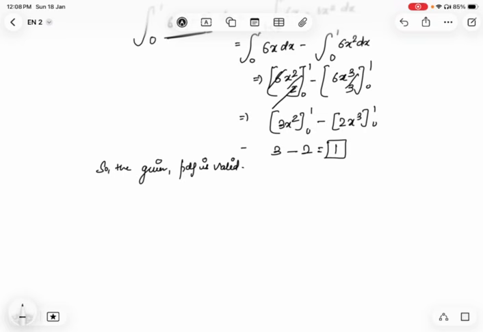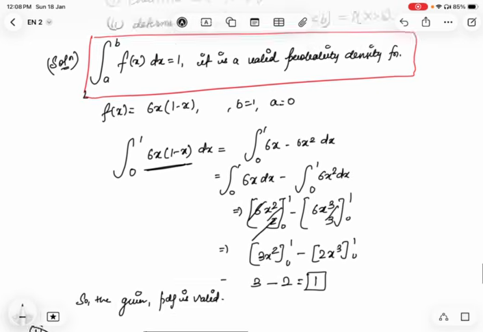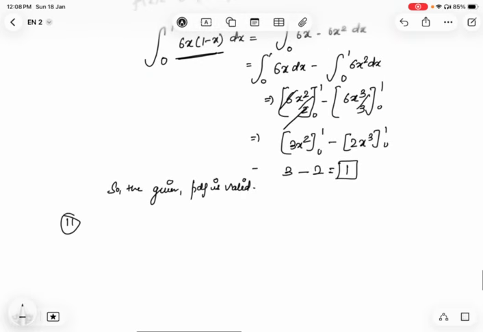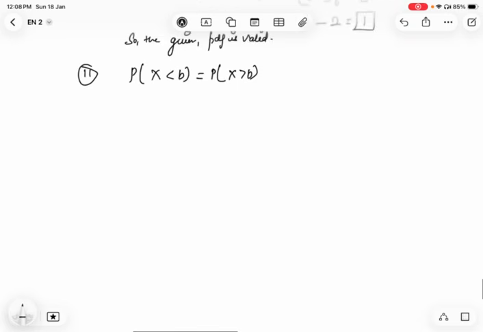Okay. Now, what is the second part? It is saying: determine A and B such that the probability of X less than B is equal to the probability of X greater than B. So how will you do this? Nothing but the probability of X less than B is equal to the probability of X greater than B. Okay, so just start doing.